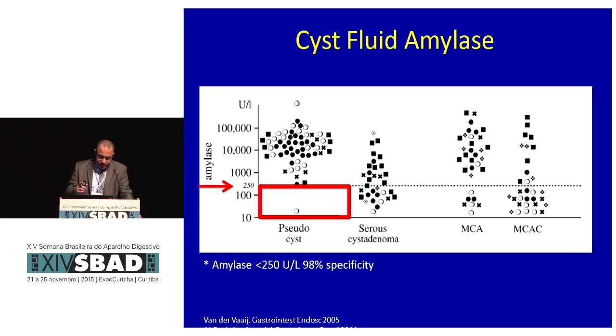So this is the amylase level. The amylase level has the best use to figure out if the lesion is a pseudocyst or not a pseudocyst. If the amylase is less than 250, then there is a 98% chance that this is not a pseudocyst.